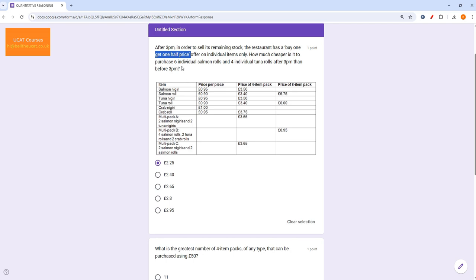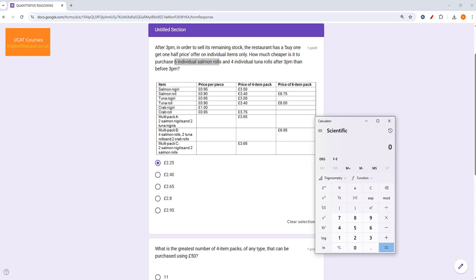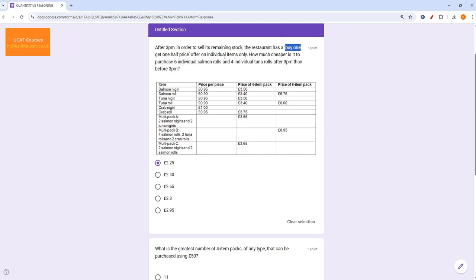Alternatively, you could have done the long way: 6 individual salmon rolls. 0.9 times 6 is 5.4. Tuna roll is 4 of them, so 0.9 times 4 is 3.6. 5.4 plus 3.6 is 9. Saving of 25%, so 2.25. Always, whenever it says buy one, get one half price, the saving is 25%.